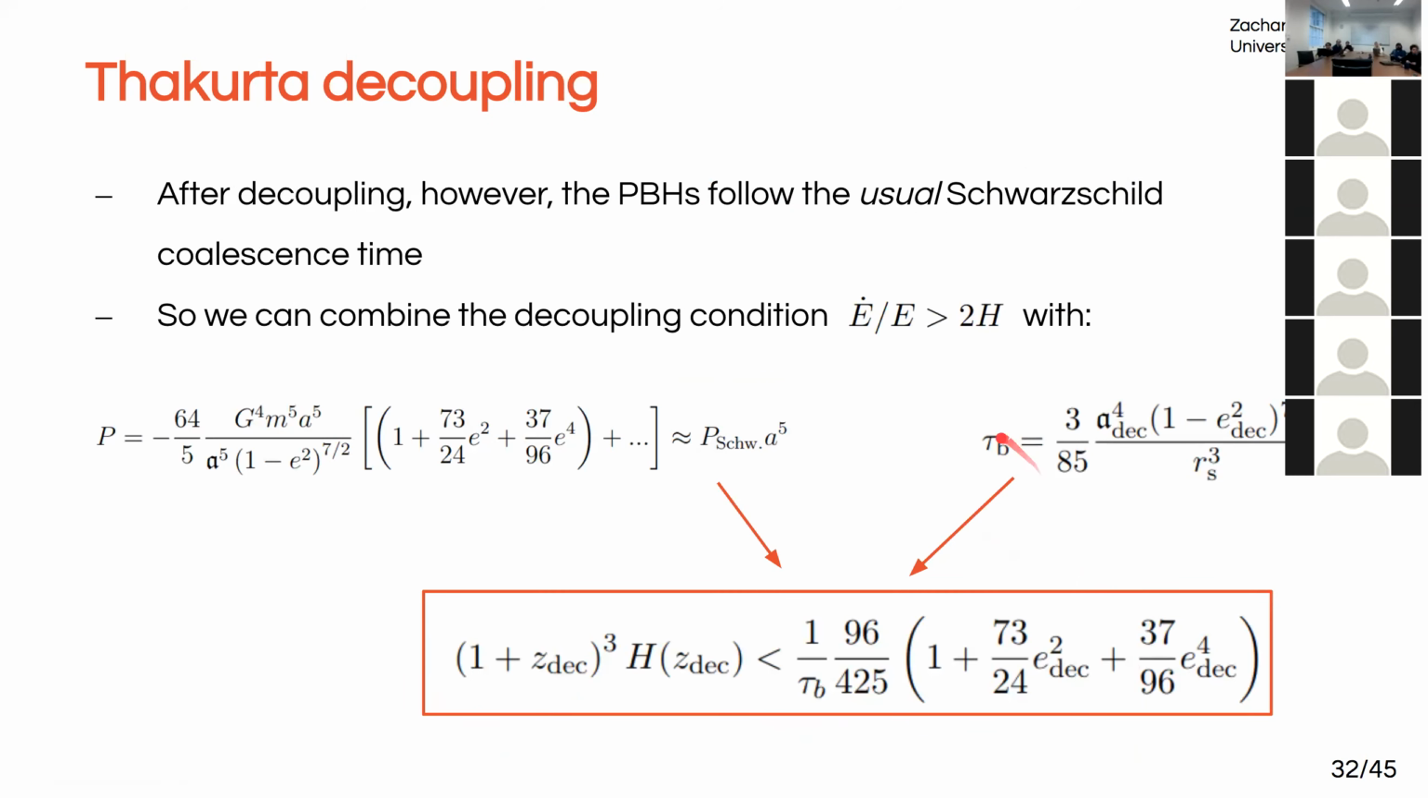As you can imagine, the result of this a to the 5 is that this decoupling condition is very difficult to satisfy. We can take it explicitly and substitute in the power we found, and remember that once these black holes actually can decouple, they should regain a more Schwarzschild description, so they're no longer described by the Thakurta metric. We can substitute these two relations into this decoupling condition and find a relation that tells me, at any given redshift, what is the coalescence time of the black hole that decouples at that time?